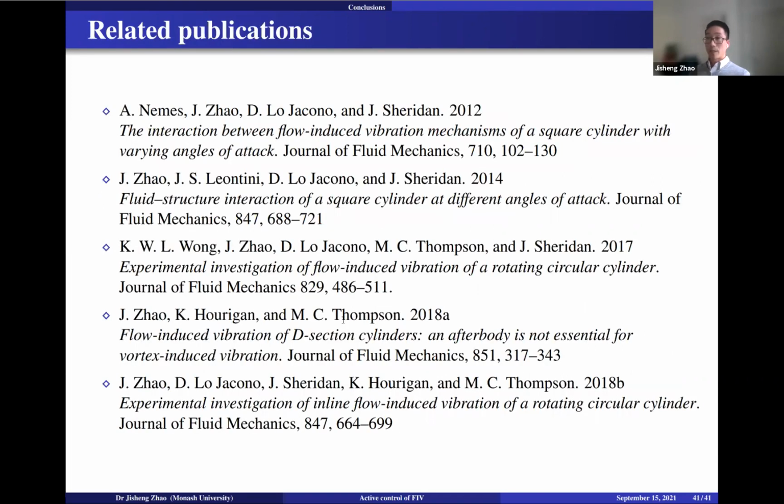Some related publications, and maybe some future work. I'm looking at feedback control because in these experiments I just use a stepper motor, which doesn't have a feedback device to control. I'm upgrading the motor system to a servo motor, and then I want to control the system, maybe based on the phase. I want to play around with the force phase and also the structural phase, the structural vibration. Okay, I think this is my talk.